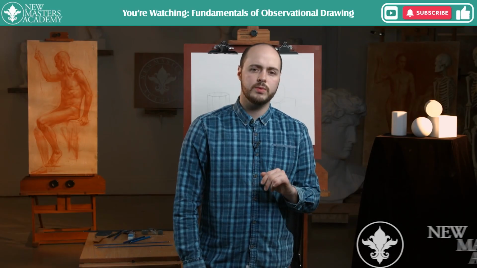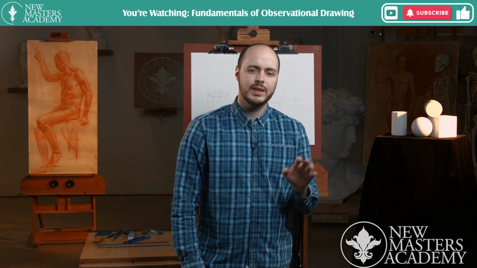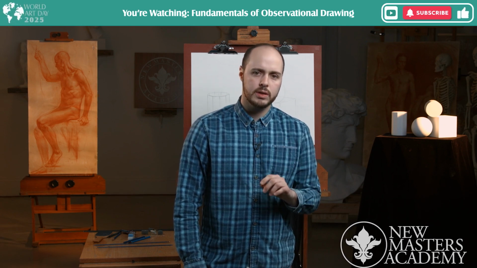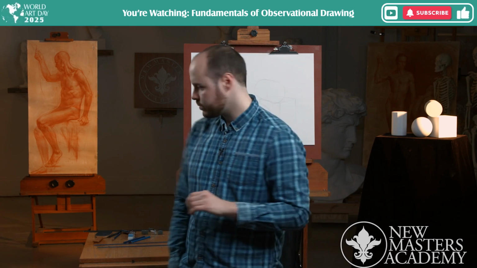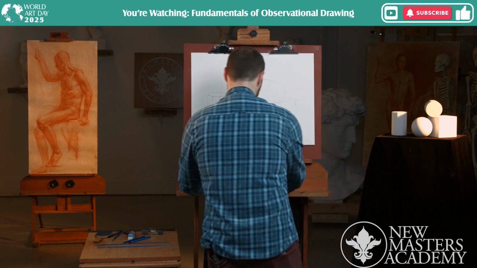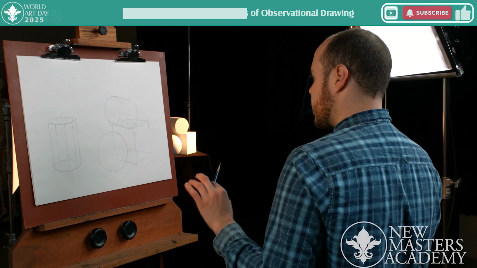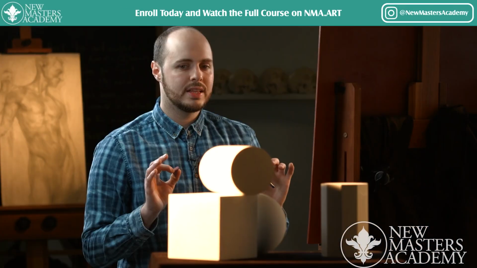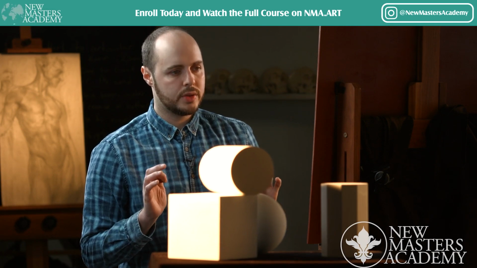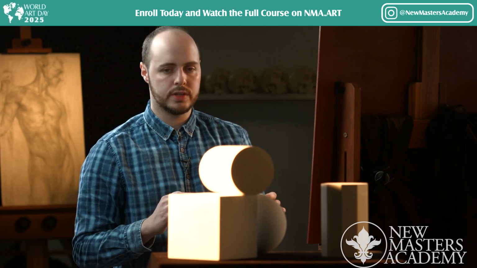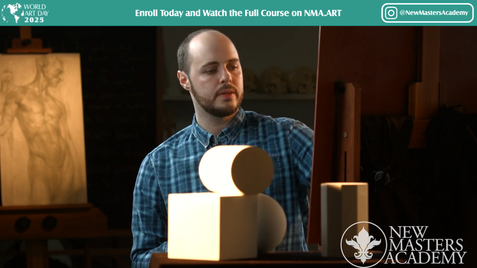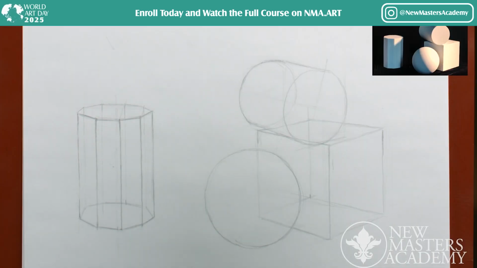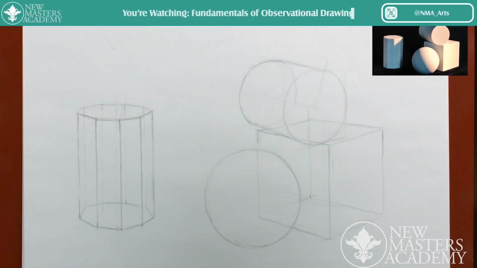So now that we have some forms in place on our page, let's apply what we have learned about shadows. So always begin with the object that's closest to your source of light. So in our case, conveniently located is the cube.